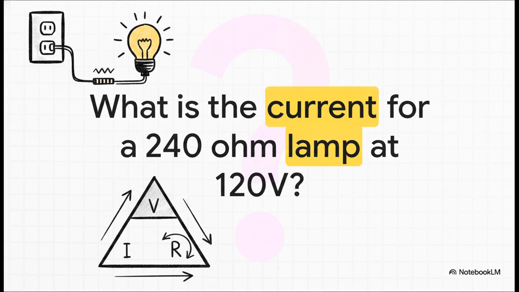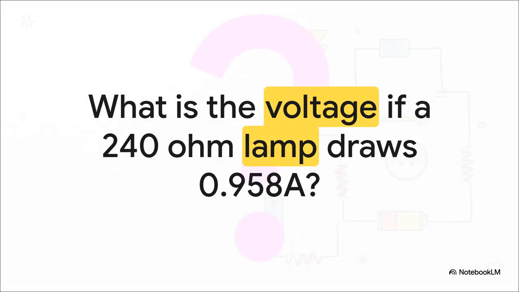Visualize your Ohm's triangle. We need to find current, which is I. Cover up the I in your mind. What are you left with? V over R, right? Voltage divided by resistance. That's 120 divided by 240, which gives us exactly 0.5 amps. See? If you followed that logic, you perfectly understand Ohm's law. You nailed it.